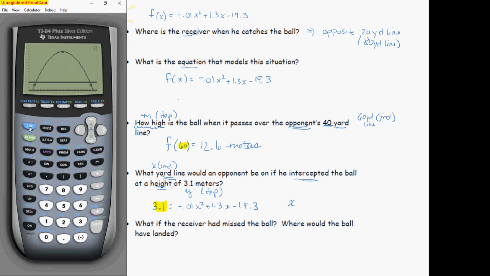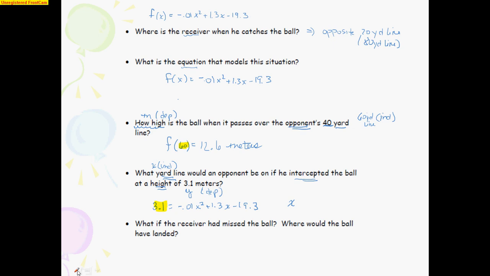So we're going to say second, trace, intersect. And remember, I taught you how to do that. Just make your cursor go somewhere over near the intersection place and hit enter 3 times. Bam, bam, bam. So at a height of 3.1 meters, what yard line are you on? Now this says 78.6.